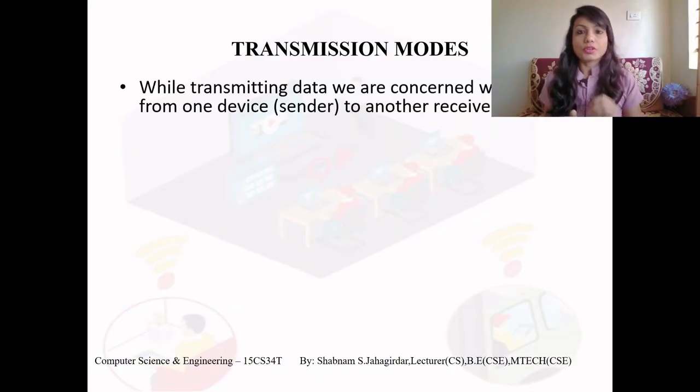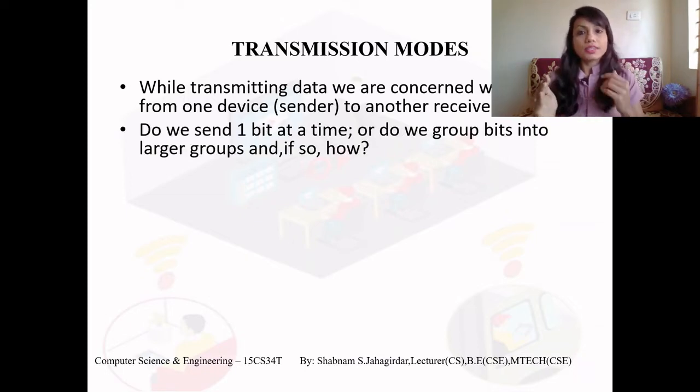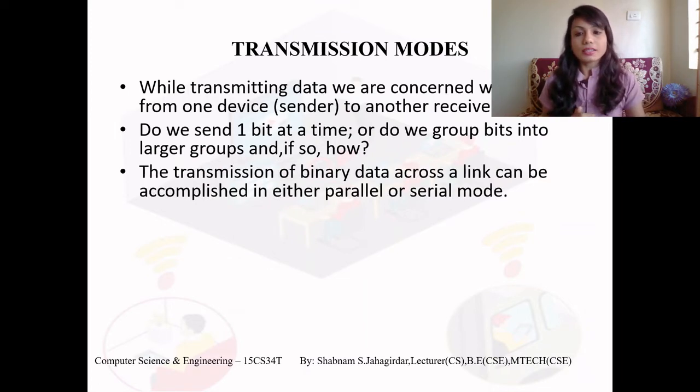So let's begin. What is transmission mode? When we are transmitting data with wires from one device to another, we decide whether we need to send one bit at a time or a group of bits. If you send one bit at a time, that is called serial transmission. Otherwise, if you are sending a group of bits simultaneously, that is called parallel transmission.